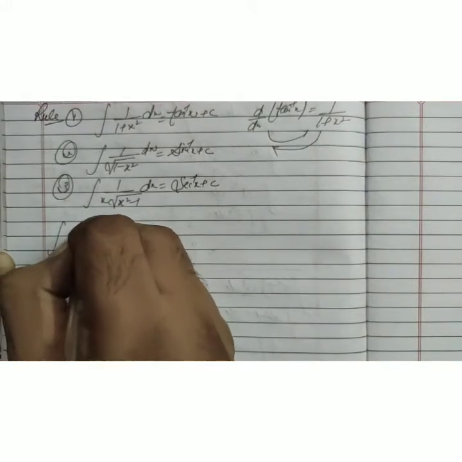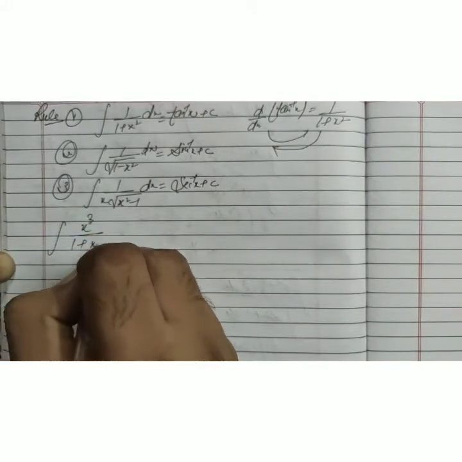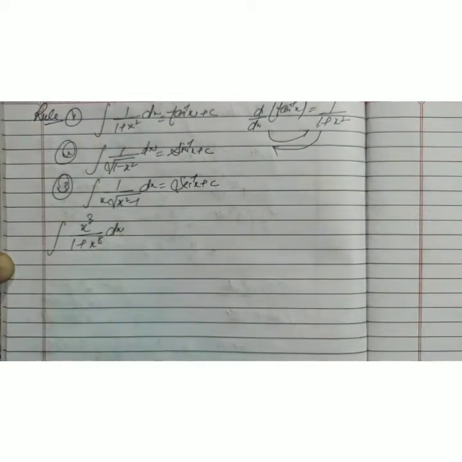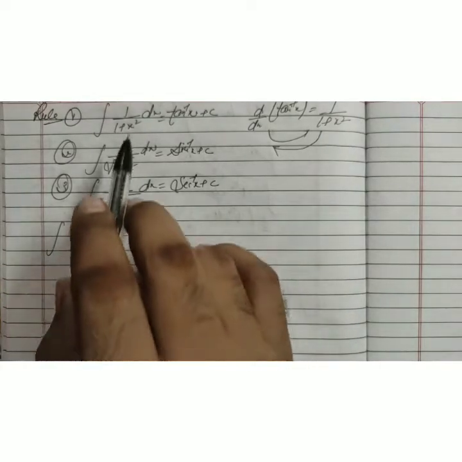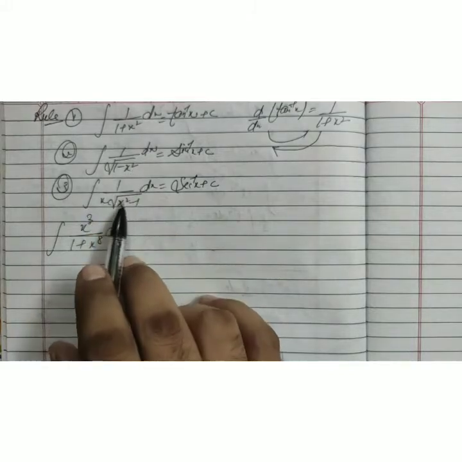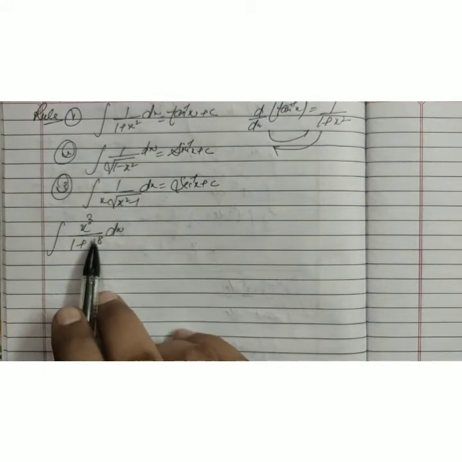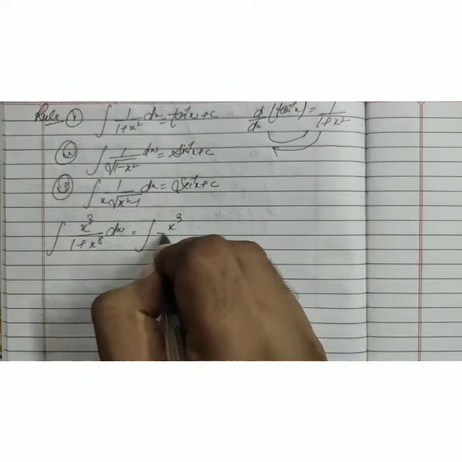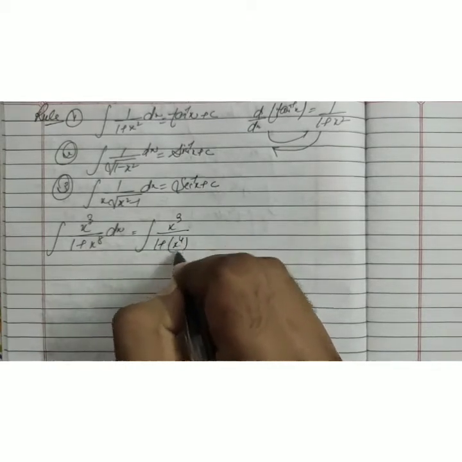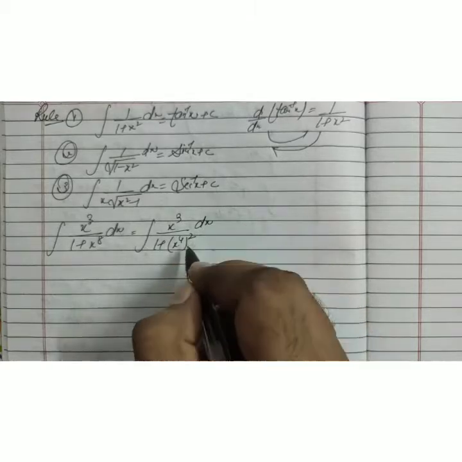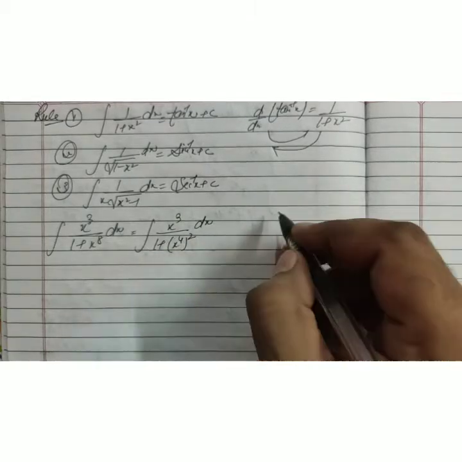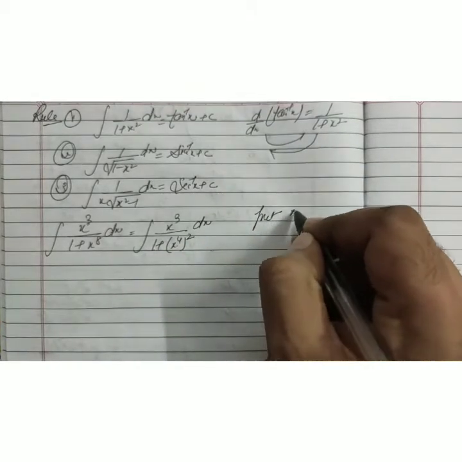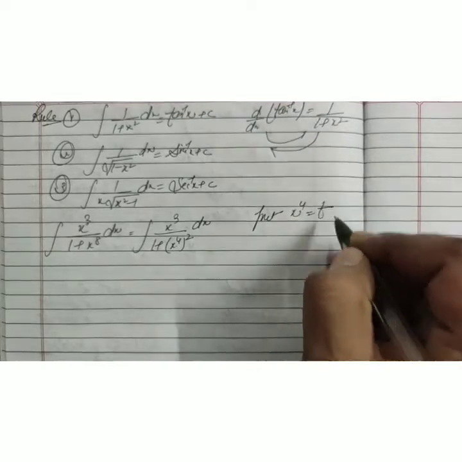Integrate x cube upon 1 plus x raised to power 8 dx. As we have seen in the rules, the highest power in the denominator should be a maximum of 2. It cannot be 8. So we are going to convert this power 8 into power 2 by taking this as x raised to power 4, again raised to power 2. To make it a variable with power 2, we put x raised to power 4 as t.